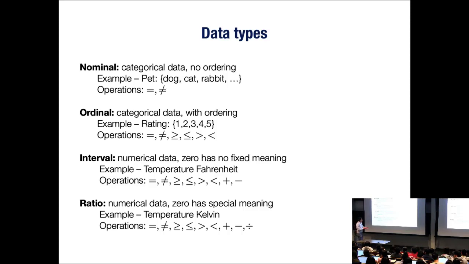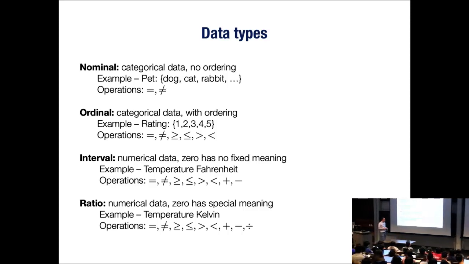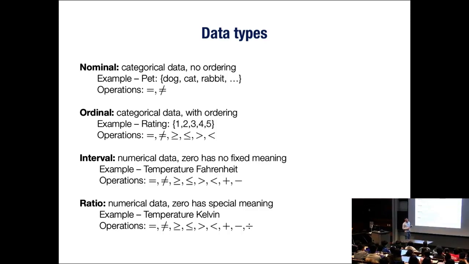Okay, so interval is the next type. An interval is really about a numeric. Interval is really a numeric data type. So interval data is now real valued data. And actually it doesn't even have to be real valued data. The important point is the operators of add and subtract actually matter for this data.